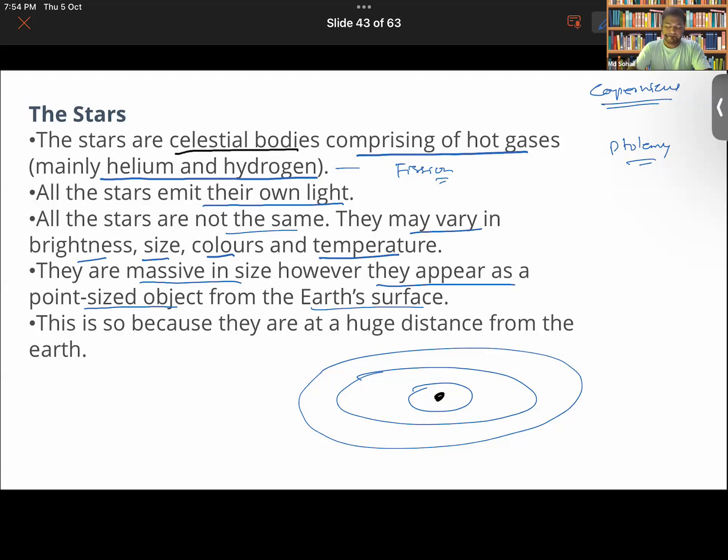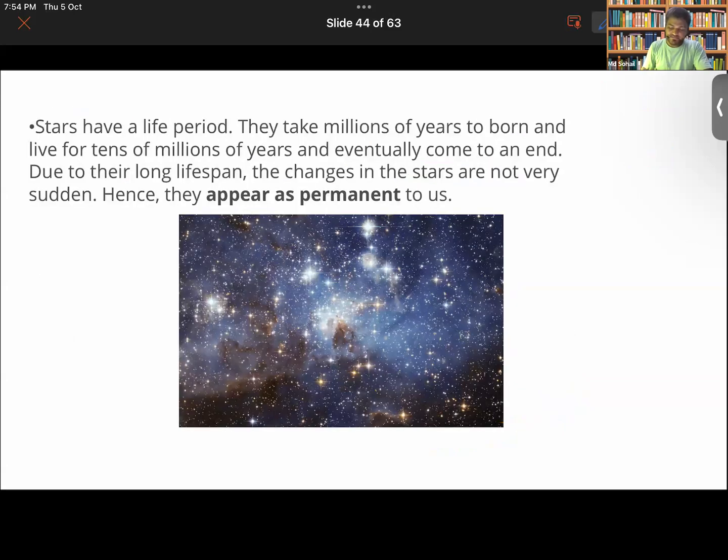So this is so because they are at a huge distance from the Earth, and that distance is measured in terms of light years. We will come to that as well.